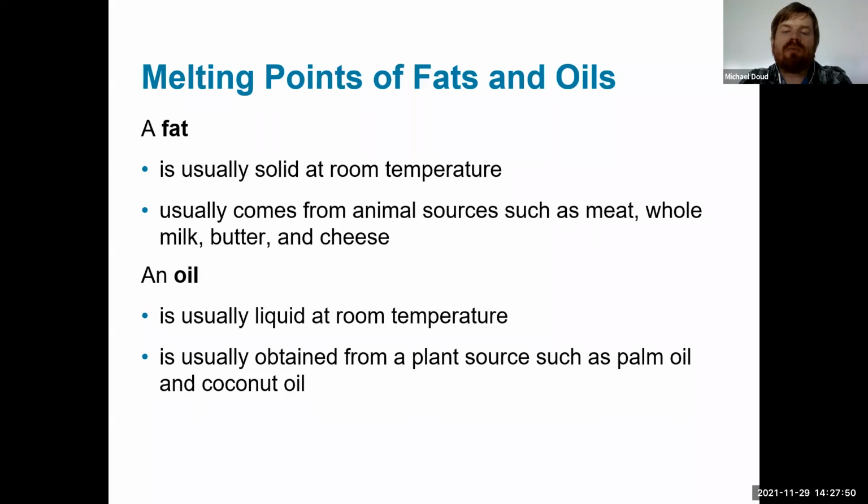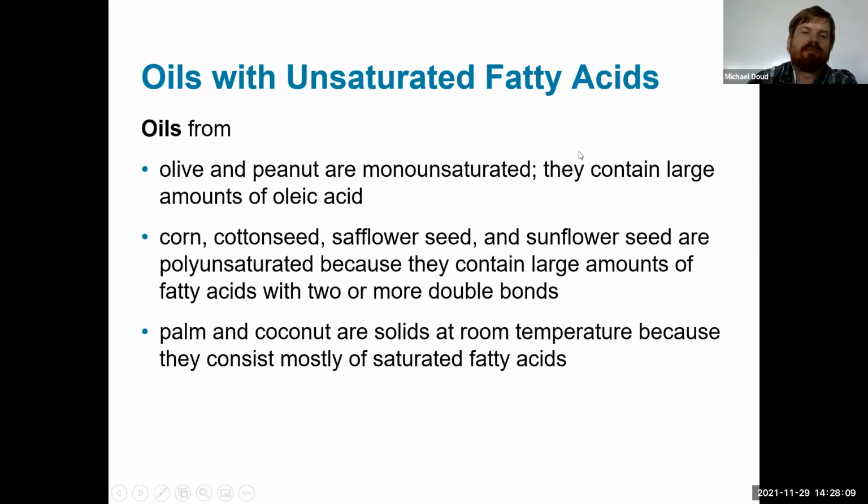Oils are usually liquid at room temperature, and they are usually obtained from a plant source. And now we know something of the difference between them, right? We know that animal fats tend to be saturated, and plant fats, or oils, excuse me, tend to be unsaturated. So, for example, oils that come from olive or peanut are the monounsaturated oils. They tend to have a lot of oleic acid.